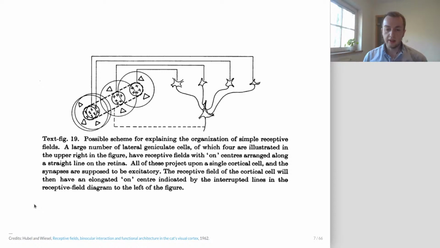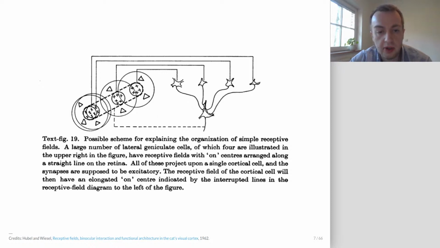All right, and in one of their famous papers to explain this, they have these two figures, figure 19 and figure 20, and they basically propose a model which would explain at least these first steps of how the information is processed in the visual system. And so they first define what they call simple receptive fields and how they are organized.